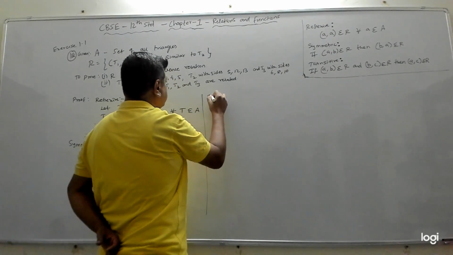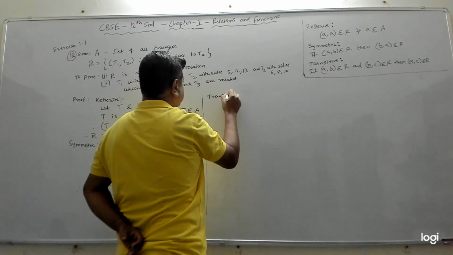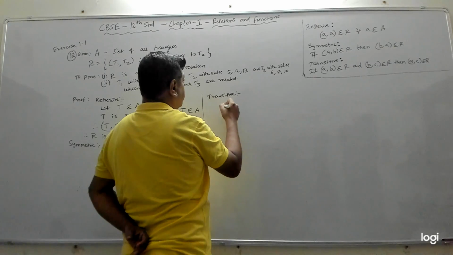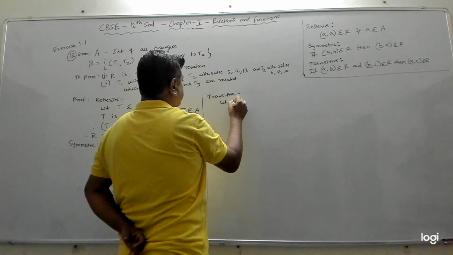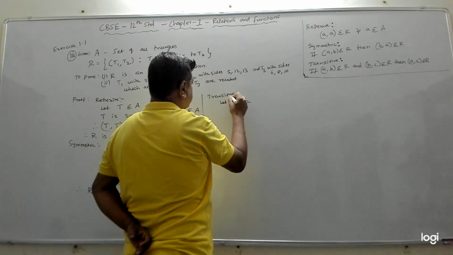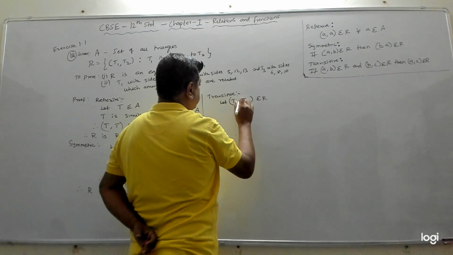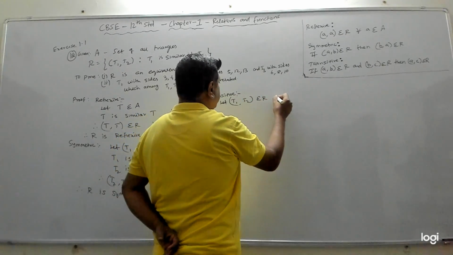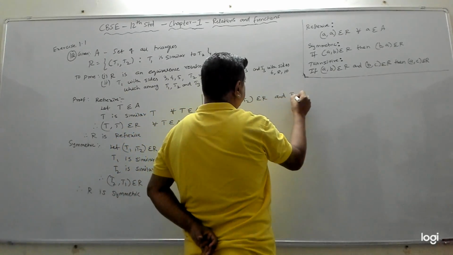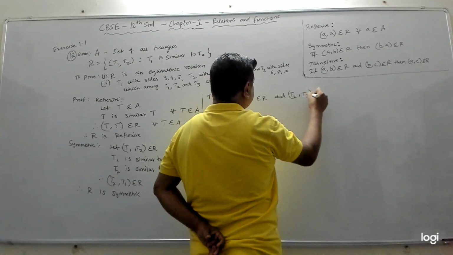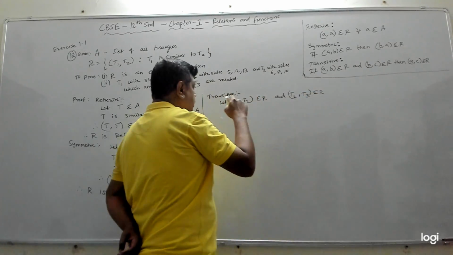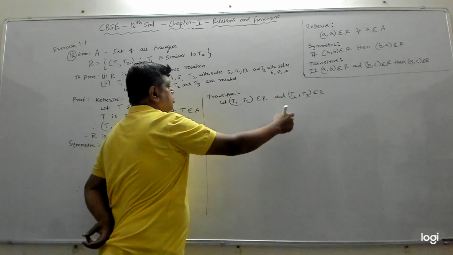Now we should check for transitivity. Now we'll take two elements. Let (T1, T2) belong to R and (T2, T3) belong to R. Now we should show that (T1, T3) belongs to R.